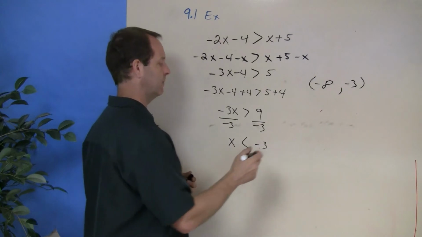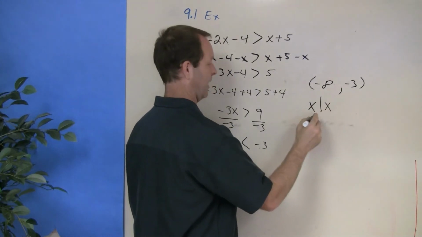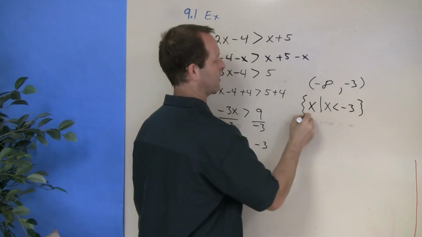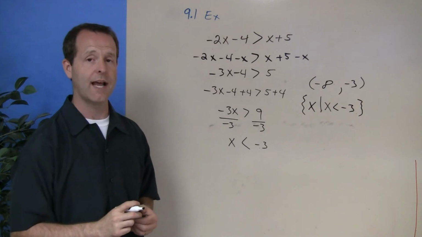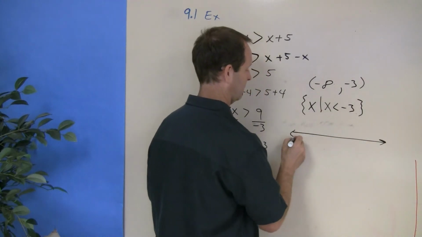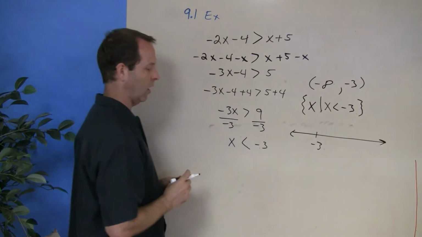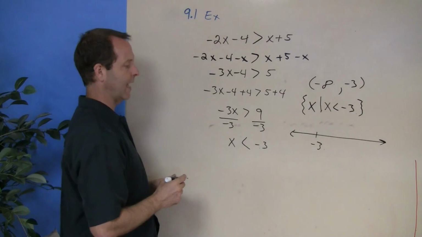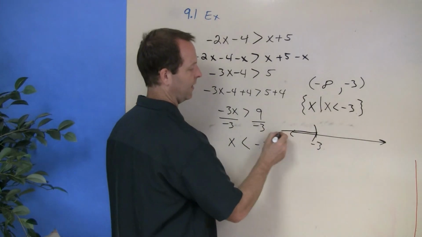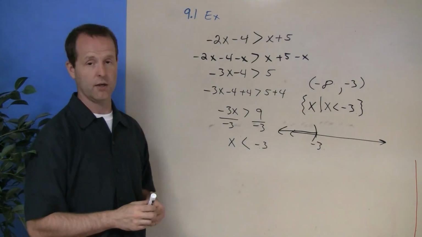In set builder, I'm going to write all x such that x is less than negative 3, and put those little squigglies around it. So there's the answer in set builder notation. Then graphically, I'm just going to put down negative 3 wherever it's at, and it's telling me all solutions that are less than negative 3. So an open bracket, and then I have an arrow going out that direction. And so there's the solution in graphical form.